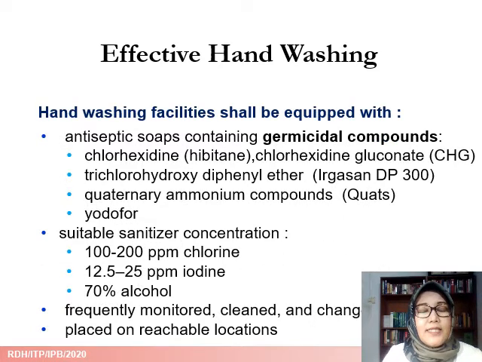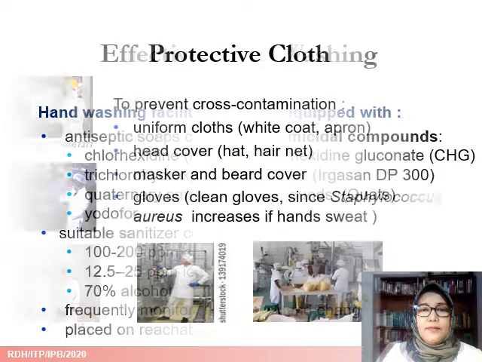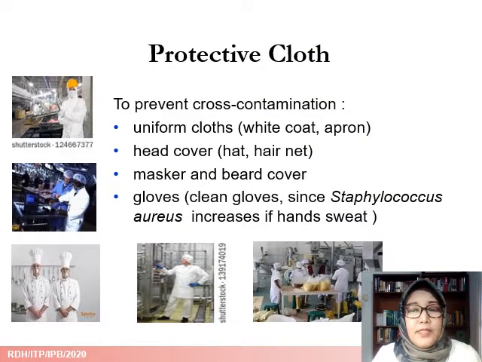Therefore, food industries have to provide hand washing facilities that are equipped with antiseptic soaps containing germicidal compounds, suitable sanitizers, which are frequently monitored, cleaned, and changed, and placed in reachable locations. To prevent cross-contaminations, workers should also be equipped with protective clothes such as uniforms, head covers, masks and beard covers, and clean gloves.